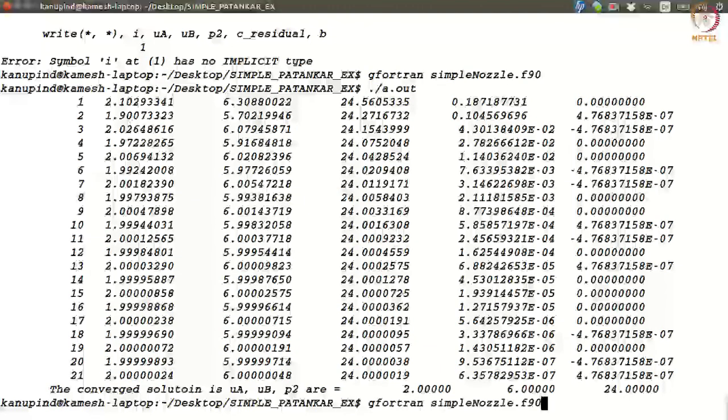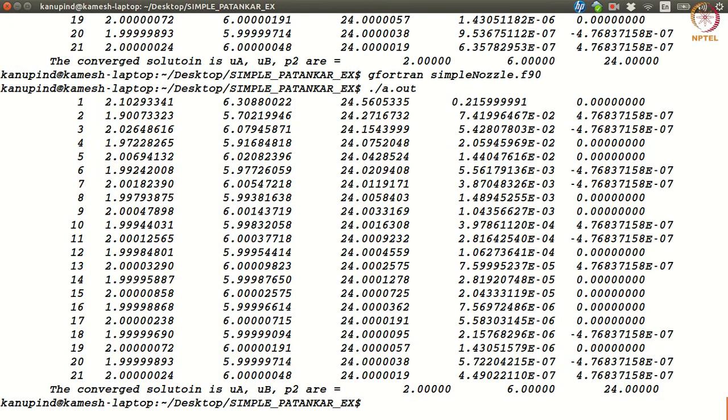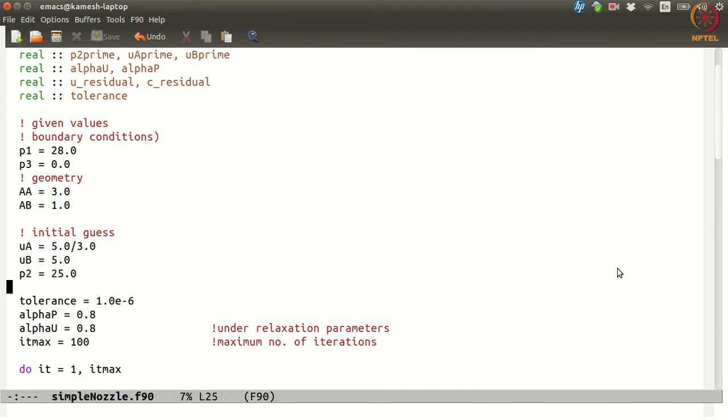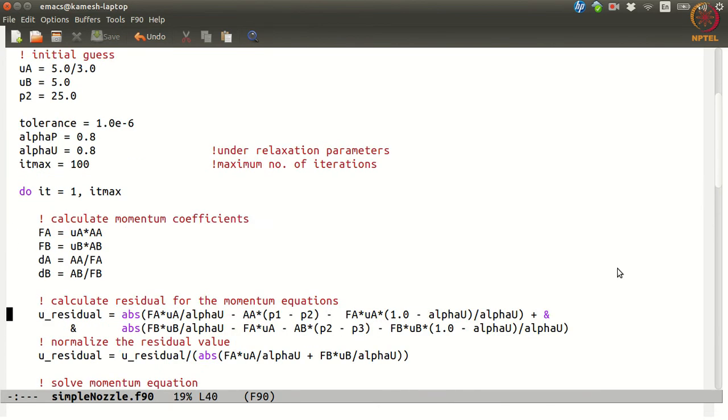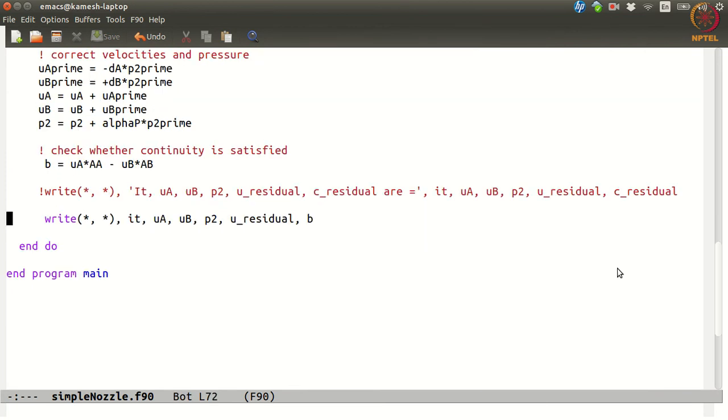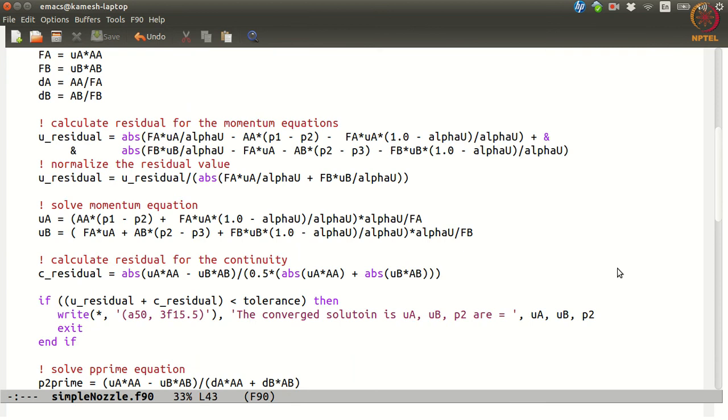Okay, let me put it again. So you can see that the U residuals are always coming down, the momentum residual is always coming down, whereas the continuity B equation is always equal to 0. Okay, fine. So we can of course play with these values, the initial guess values, and see whether the program runs or not. I leave that for you to do. So that's about the second problem, the flow through a nozzle.